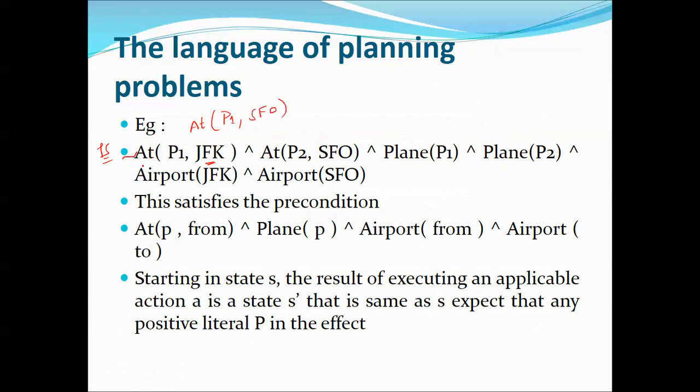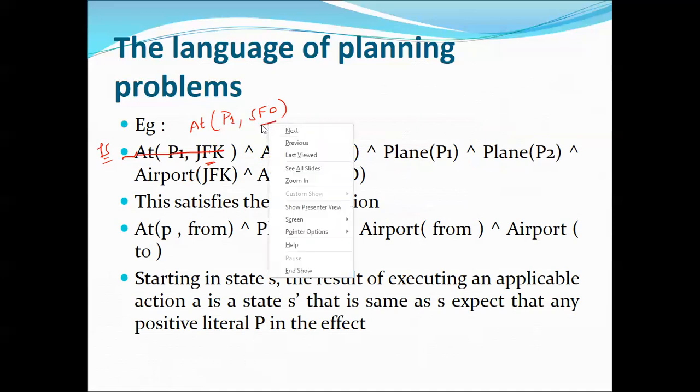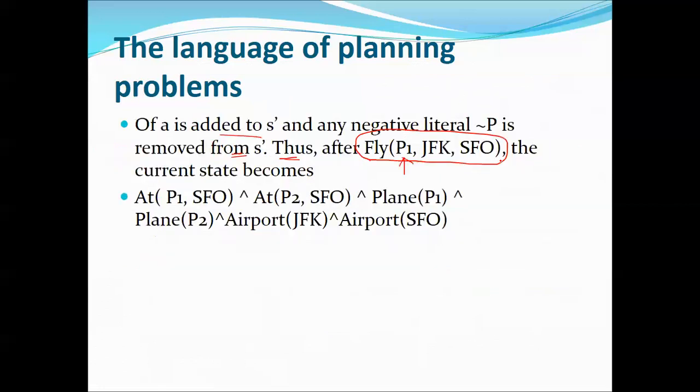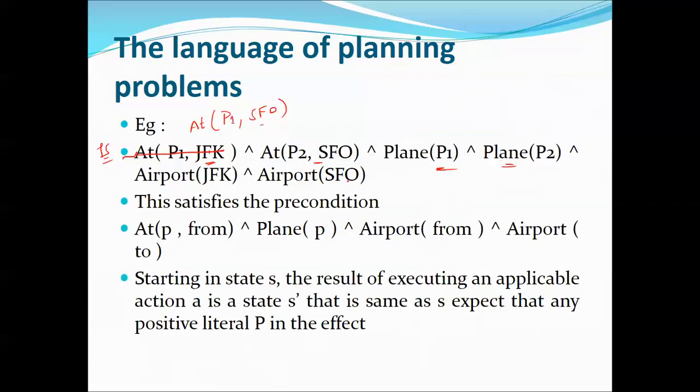And this will become negative: no more P1 is in JFK. So the positive should be added, so At(P1, SFO) will be added and this negative thing will be removed. So P1 is at SFO. Now P2 is also at SFO. P1 is a plane, P2 is a plane, right? And SFO is an airport.